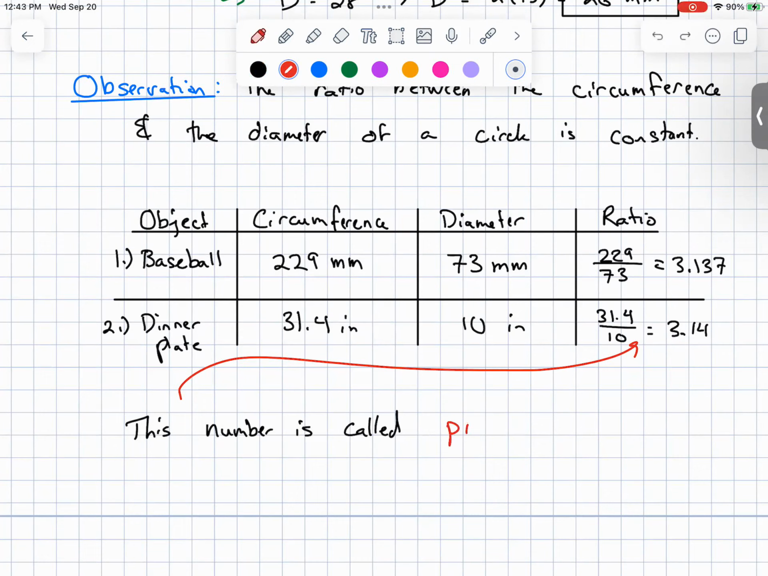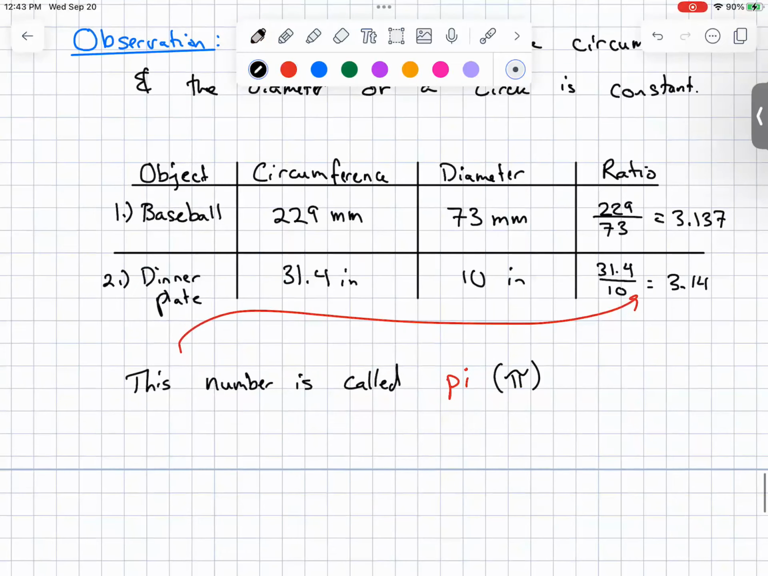And P, not PIE, but PI for the Greek letter pi. So the Greek letter, two lines and then a little squiggle on the top. Pi is one of your first introductions to an irrational number. It is 3.141596939 on and on and on forever.